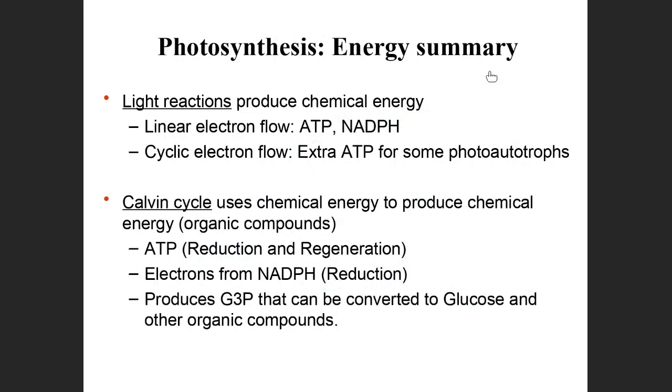So in summary for photosynthesis, we have our light reaction. The purpose of the light reaction is to produce chemical energy, a type of energy-rich molecule, ATP, as well as electrons that are going to be needed for the Calvin cycle.